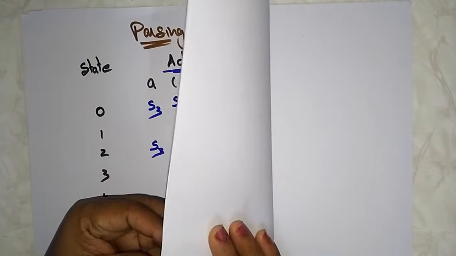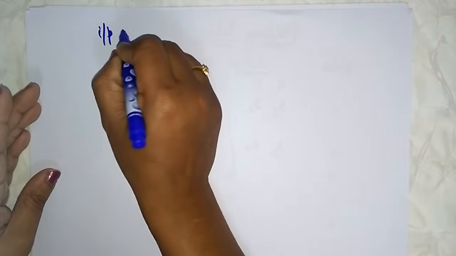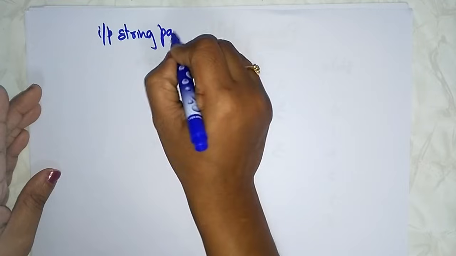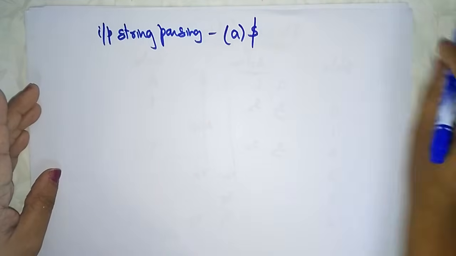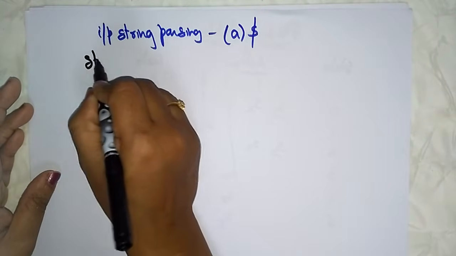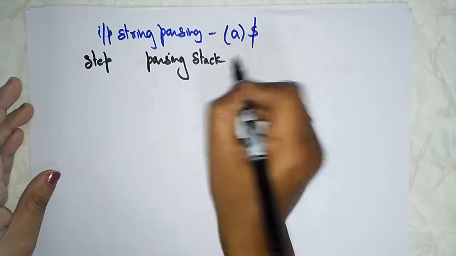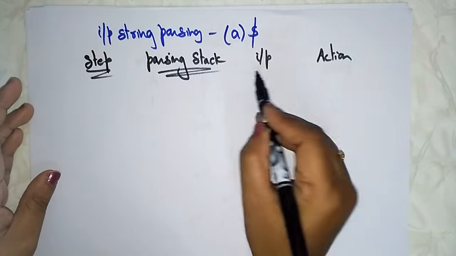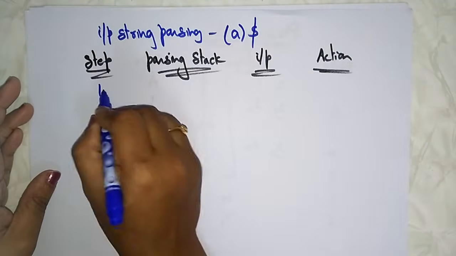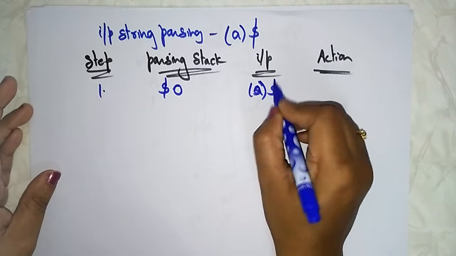Now let's see the input string implementation, stack implementation. Let's construct the parse of the string. The next is input string parsing. Let's take the string as, this is the input string I am taking. Let's see the steps. Step, it's a parsing stack I am taking, and the input, whatever the action that is doing. So by seeing the table you need to parse the string. So first I am taking dollar at 0 and the input is A within the parenthesis dollar.